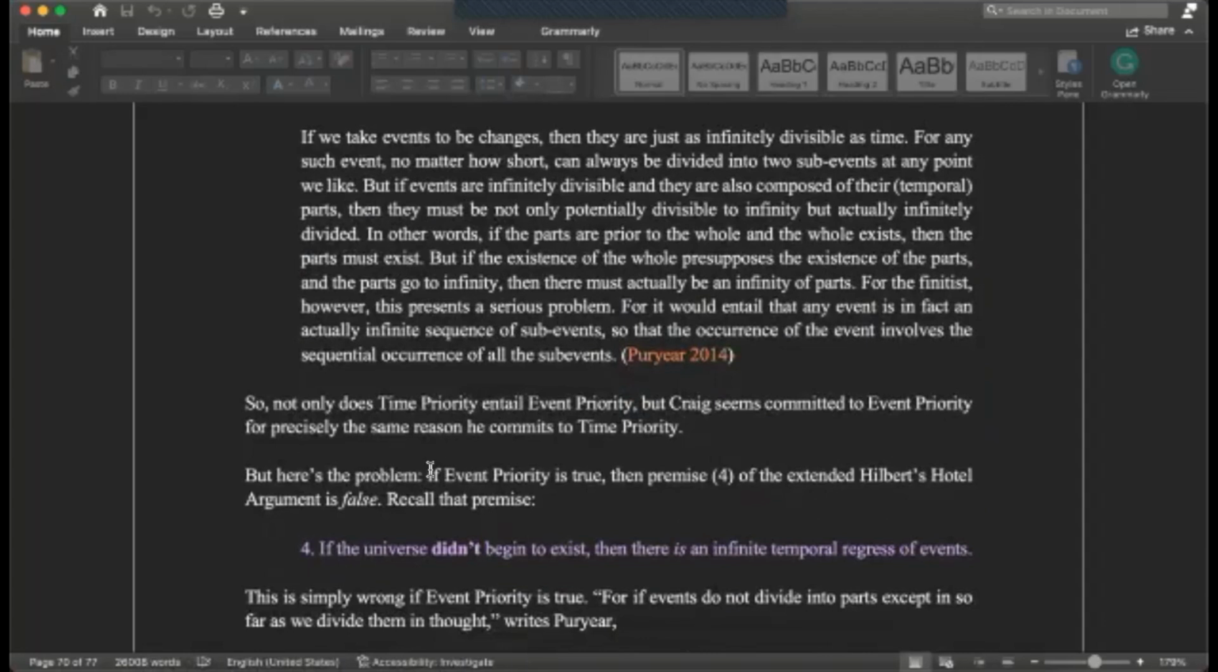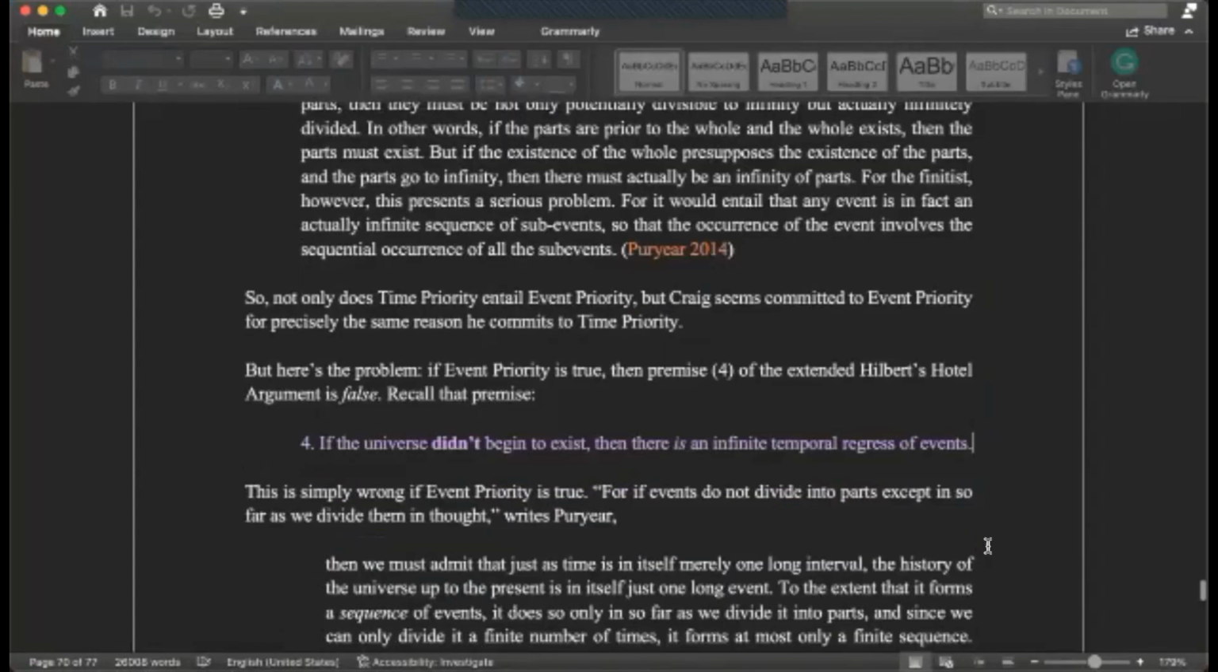Here is the payoff. If event priority is true, then premise 4 of the extended Hilbert's Hotel argument is false, right? Recall that premise 4 of the extended Hilbert's Hotel argument is that if the universe didn't begin to exist, then there is an infinite temporal regress of events. Now, this is simply wrong if event priority is true.